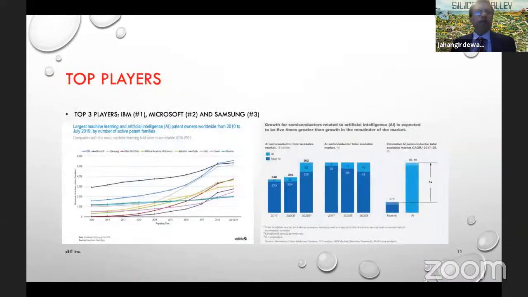And here are the top 3 players. Who are the top 3 players? Number 1 is IBM, number 2 is Microsoft, and number 3 is Samsung. So those are the ones.